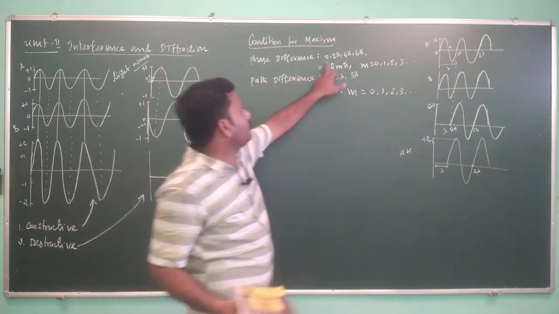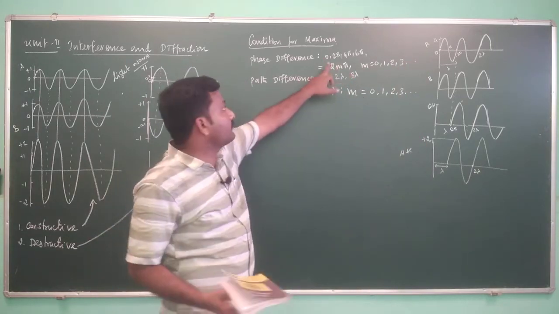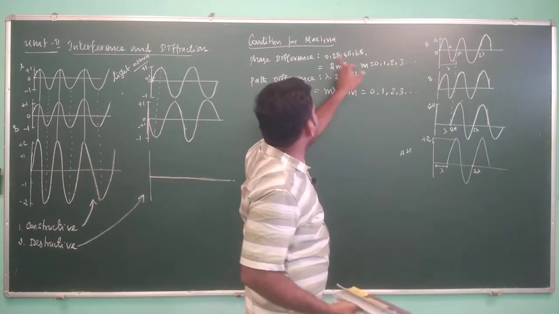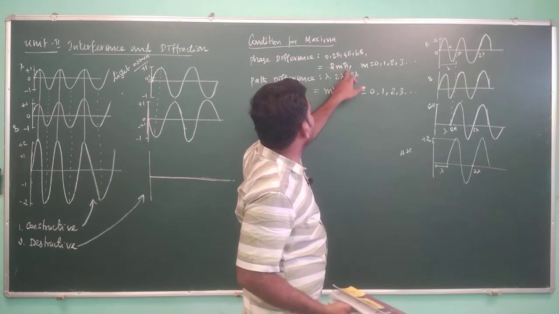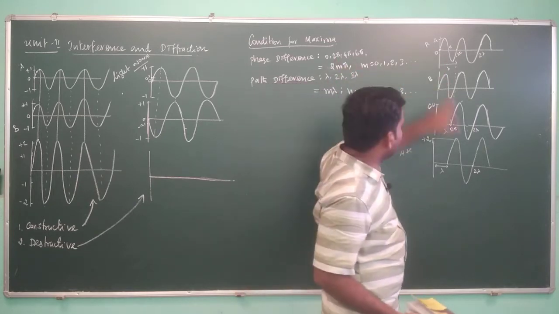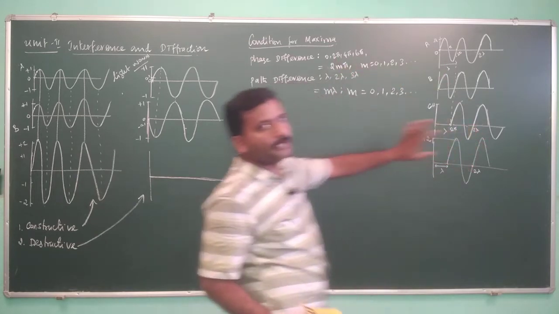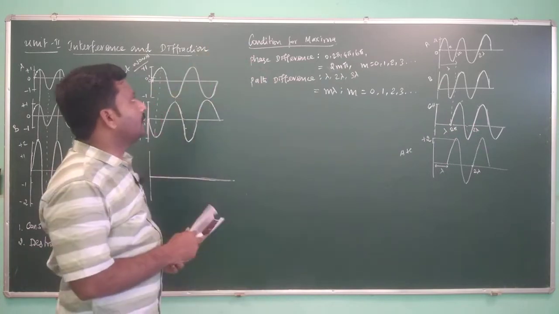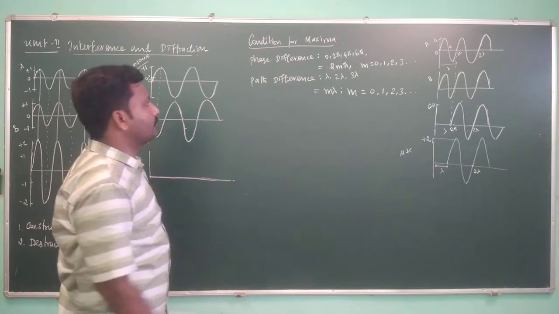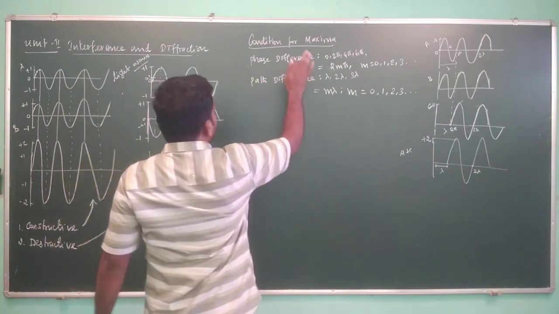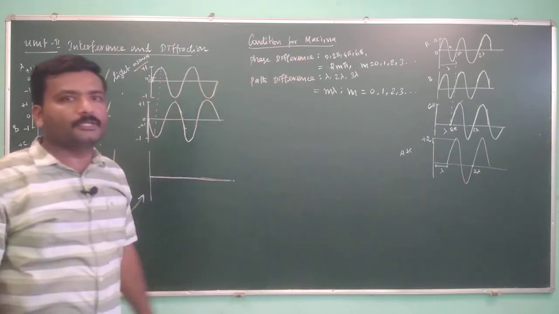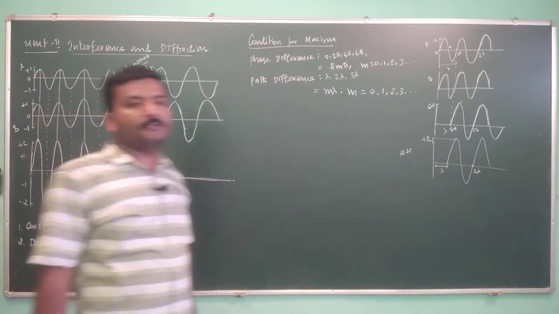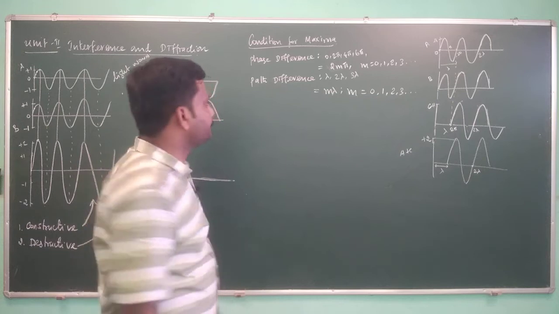If m equal to 0, then the phase difference will be 0 between the two interacting waves. When m equal to 1, it becomes 2 into 1, 2 pi. So for this wave and this wave, if the phase difference is 2 pi, then we will get maximum intensities, that is constructive interference. So this is the condition for phase difference and path difference between the two interacting waves for constructive interference, or to happen maxima.